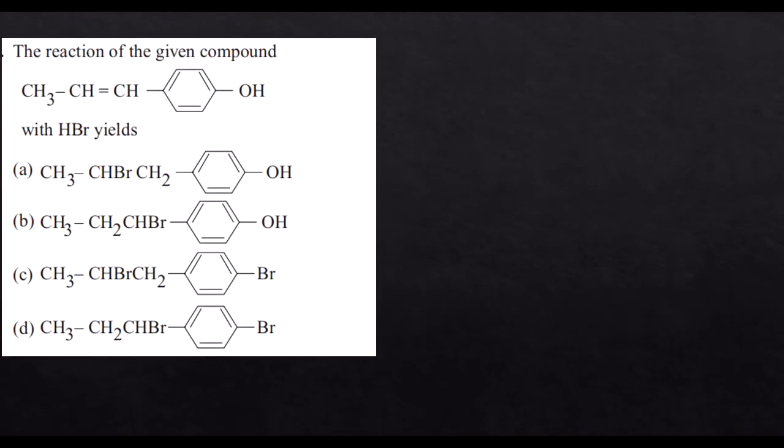The reaction of the compound given here, CH3CH=CH-phenol-OH with HBr. When we are adding HBr, hydrogen will be added and bromide will be added. Where will hydrogen be added? Hydrogen will be added like the way the mechanism goes: the bond will break, it will take the hydrogen, and the positive charge will come on one of the carbon atoms. There the bromide minus ion will attack, and depending upon the stability of the carbocation, bromide will attack at that place.